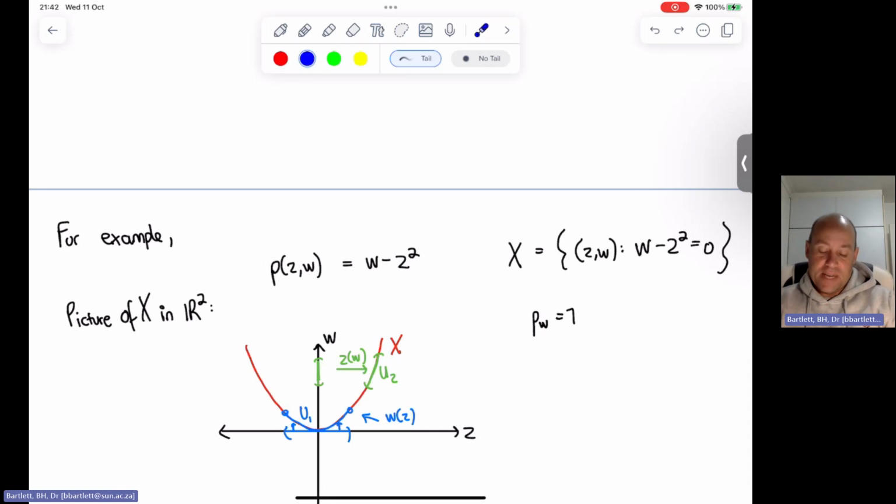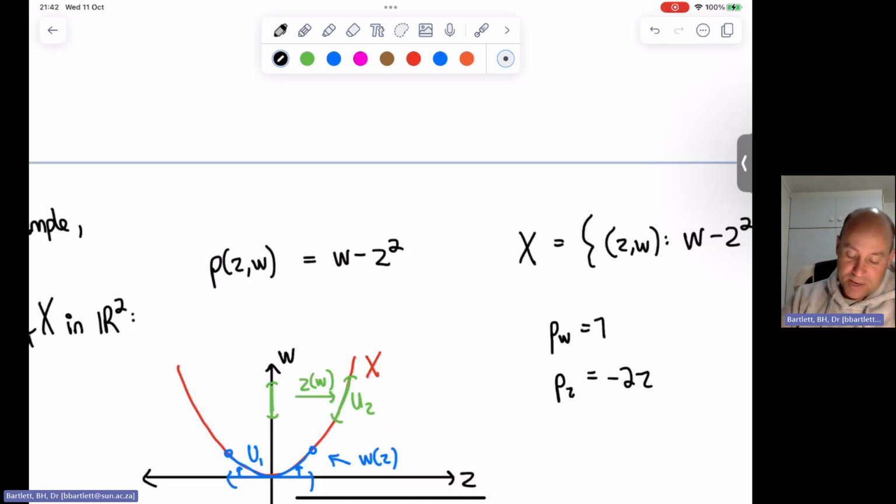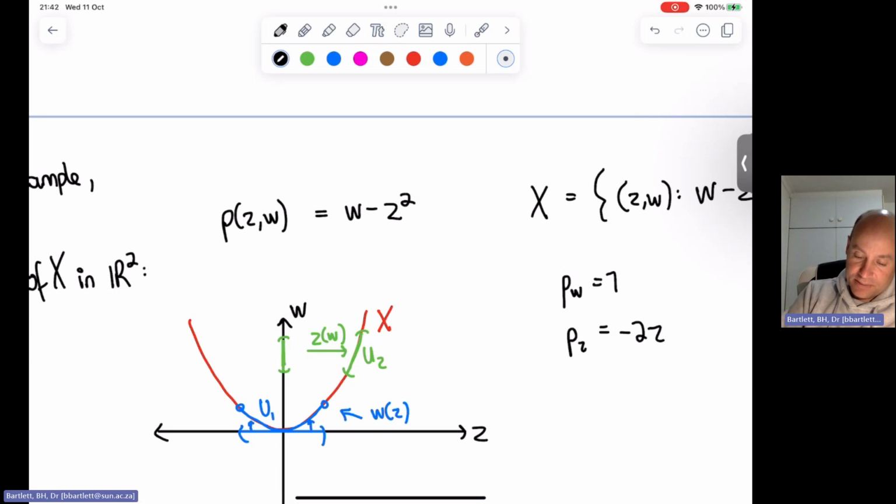But at certain places, I can also write z as a function of w. That will be when the derivative of p in the z direction is non-zero. The derivative of p in the z direction is minus 2z. So it's non-zero everywhere except at the origin, so I can't do that at the origin. But away from the origin, like for example over here, if I'm in the neighborhood of this point, then I can write z as a function of w, right? So in other words, I can use w to parameterize this neighborhood in X, right?